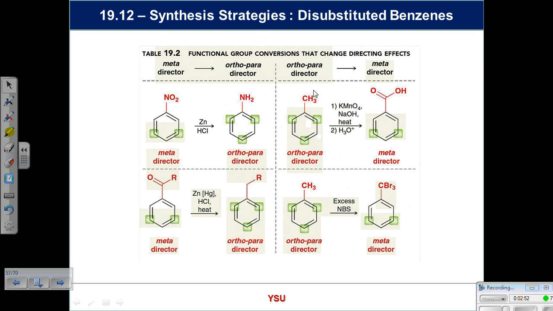But if we want to send the next substituent into the meta position, we might change it to a carboxylic acid. And between now and the end of the semester, an awful lot of the chemistry is carbonyls. It's aldehydes, ketones, and carboxylic acids again. And benzene kind of ties this together.